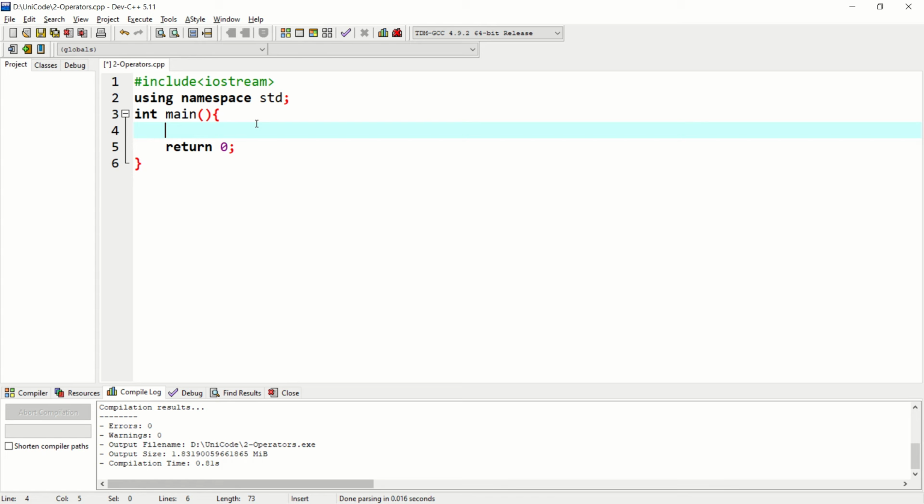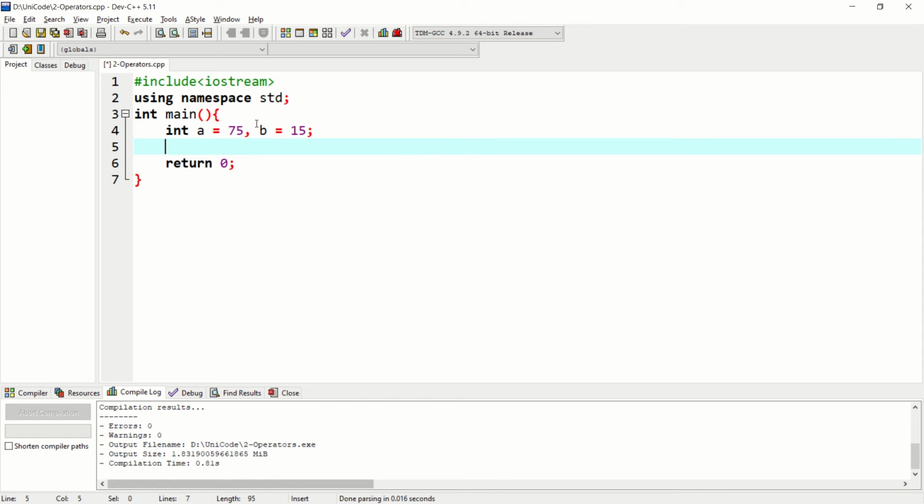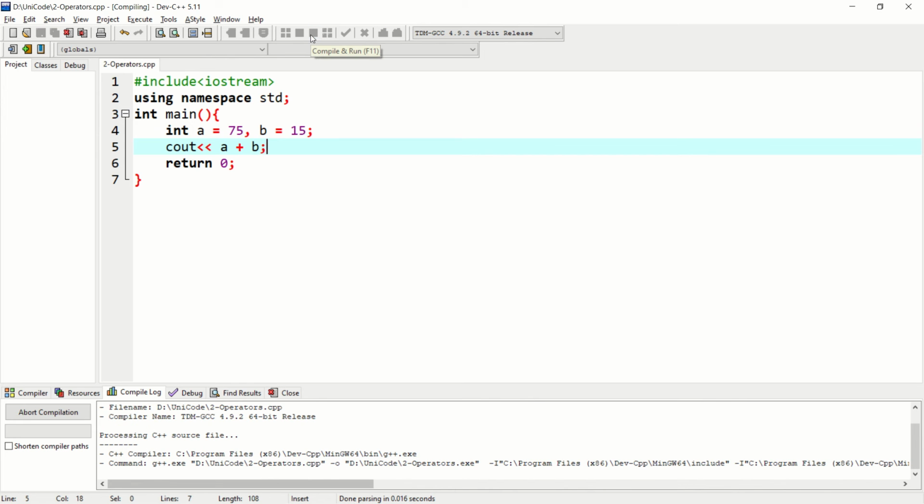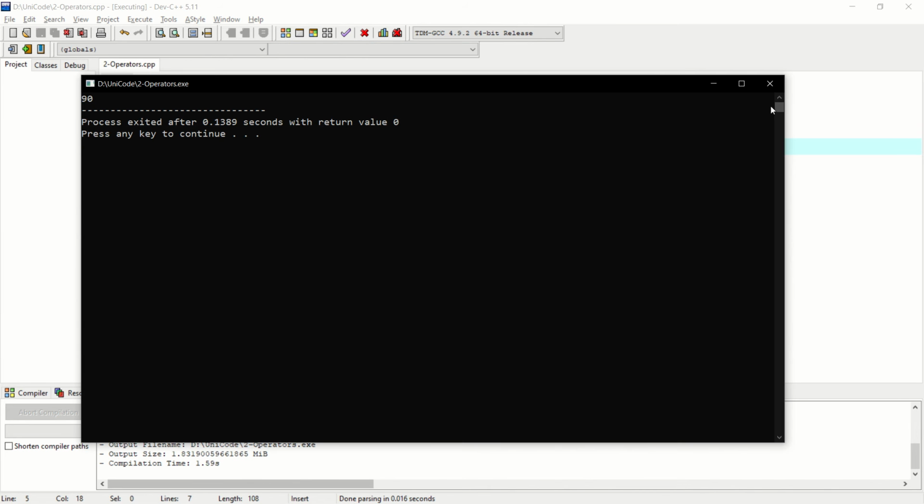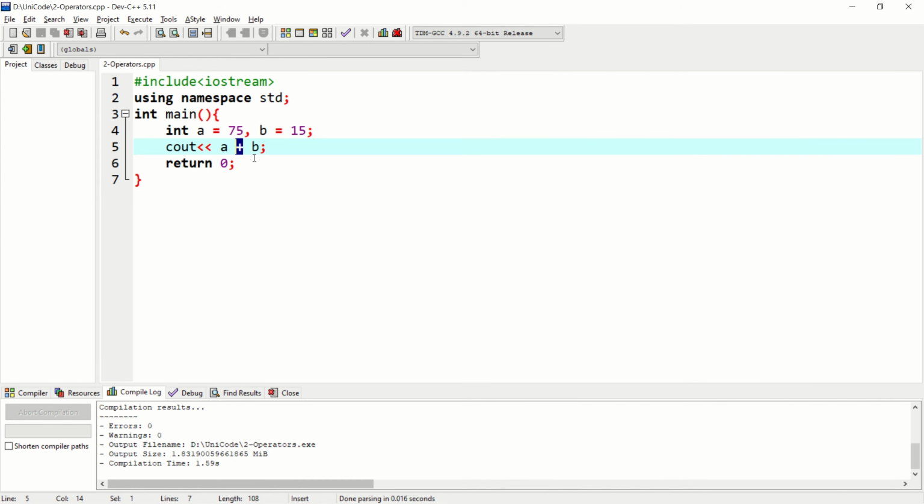Let's start with arithmetic. First, addition. Int a equal to 75, comma b equal to 15. Here you can see I have assigned the variable a a value of 75 and the value 15 to variable b. Okay, so if I give it an output, cout a plus b, it will give us an output of 90. You can see here. So addition was an operator here.